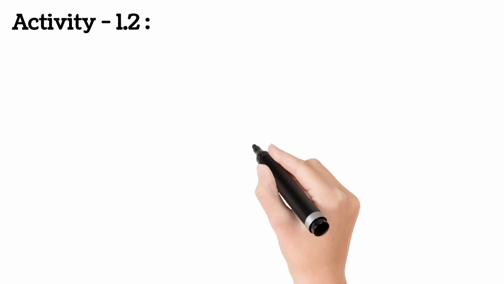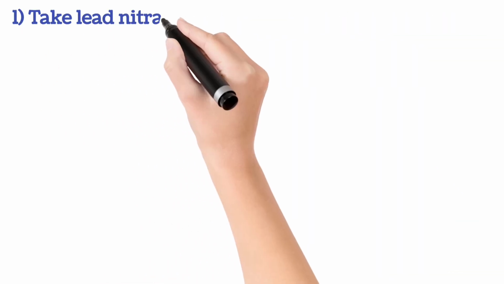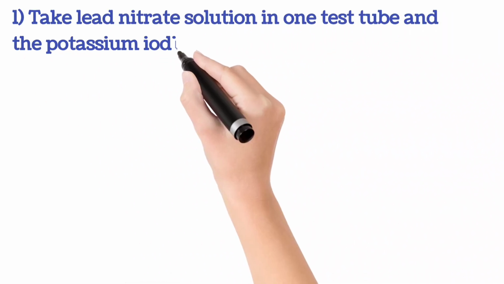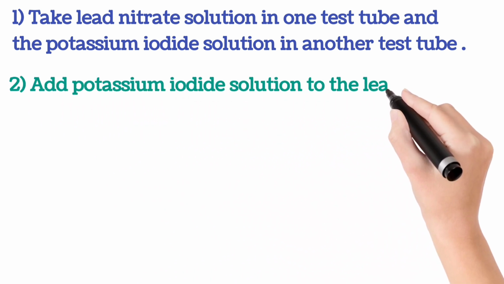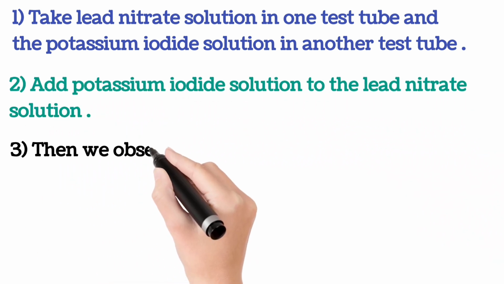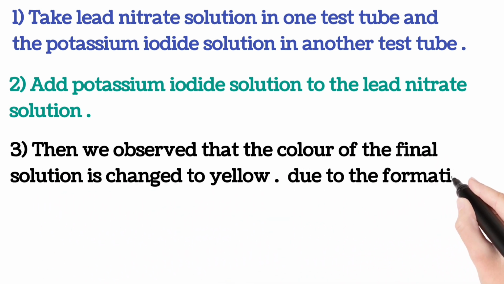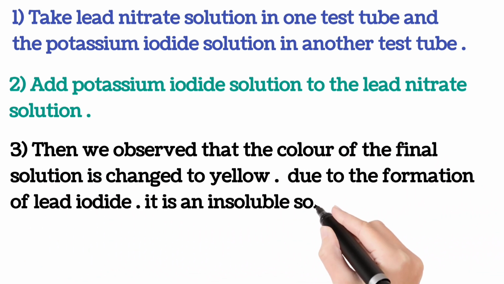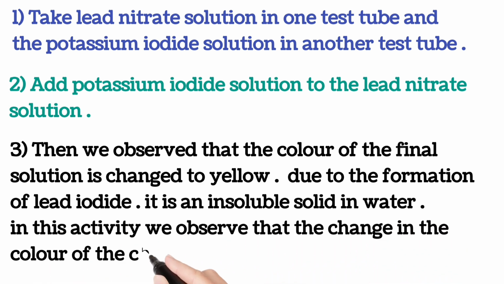Now let me explain activity 1.2. Let me take lead nitrate solution in one test tube and potassium iodide solution in another test tube. Let me add potassium iodide solution to the lead nitrate solution. Then we observed that the color of the final solution changed to yellow due to the formation of lead iodide. It is an insoluble solid in water. In this activity we observe the change in the color of the chemical.